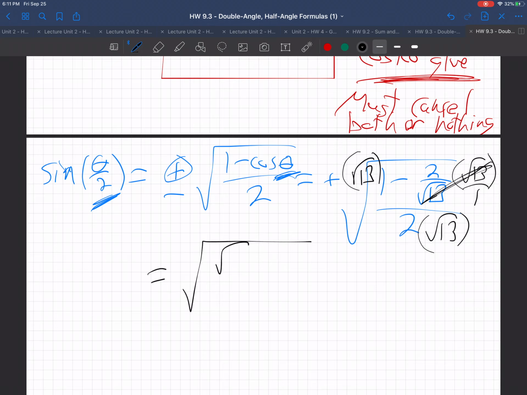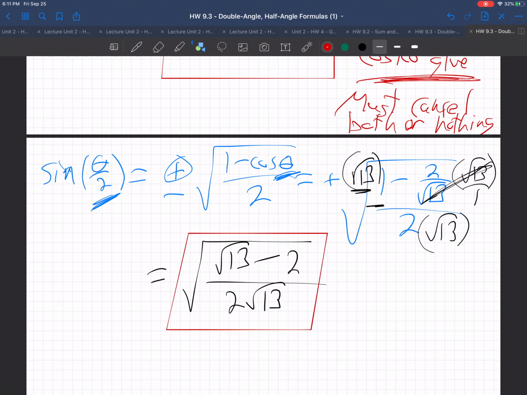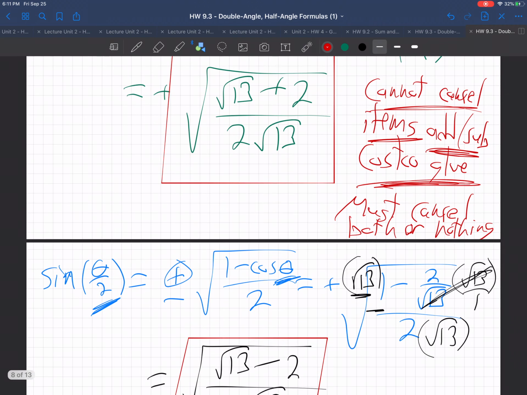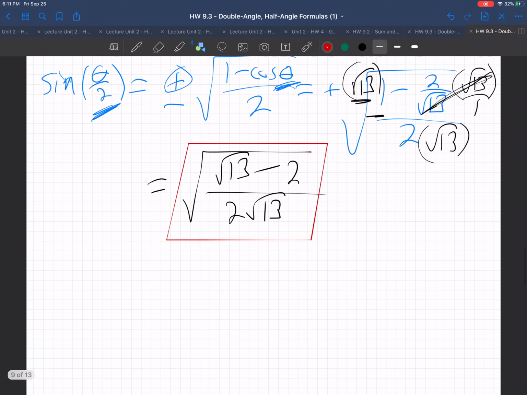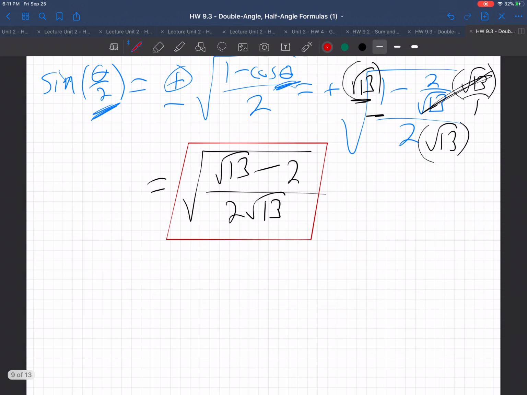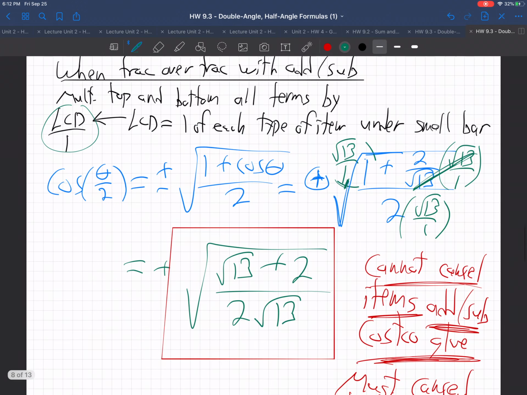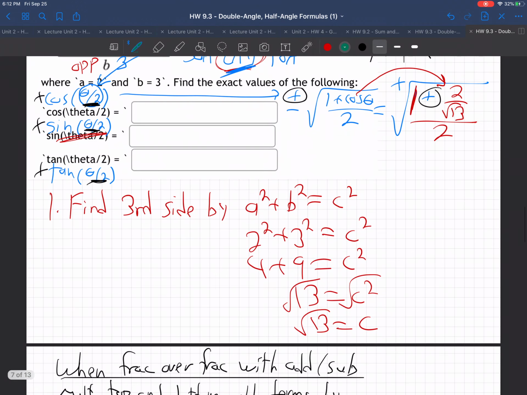What do we get? Square root of root 13 times 1 is just root 13, minus 2, over 2 root 13. There it is. Looks a lot like the other one, just has a different sign in the middle. There's the sine of theta over 2. It's the exact answer. And finally, tangent, right? Don't they want tangent? Tangent of theta over 2.